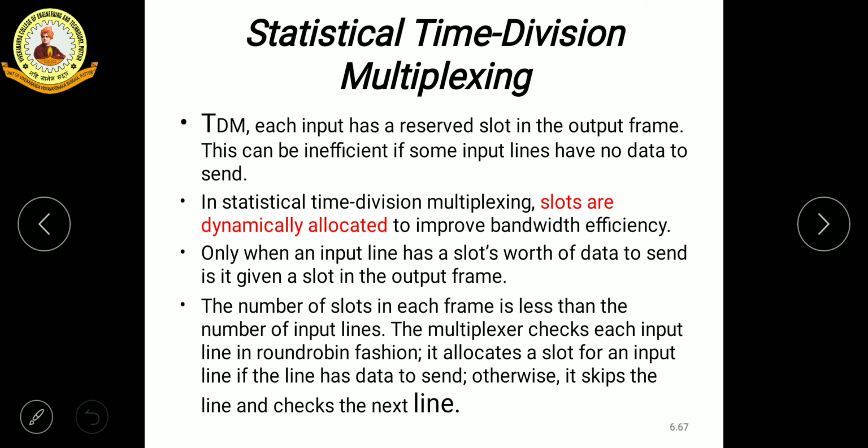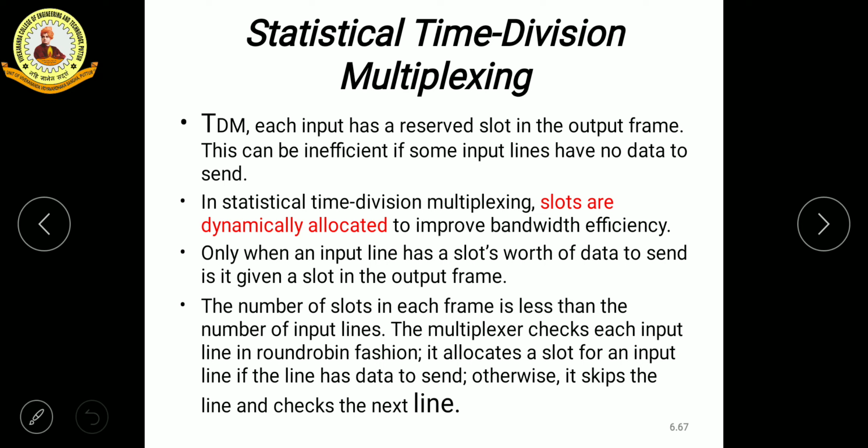So as we have found out, one of the inefficient parts of TDM is that when we have empty slots in one of the sources, synchronous TDM becomes inefficient. So we have come up with an idea called STDM, that is Statistical Time Division Multiplexing.